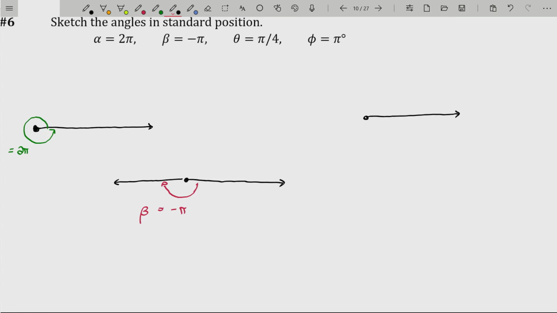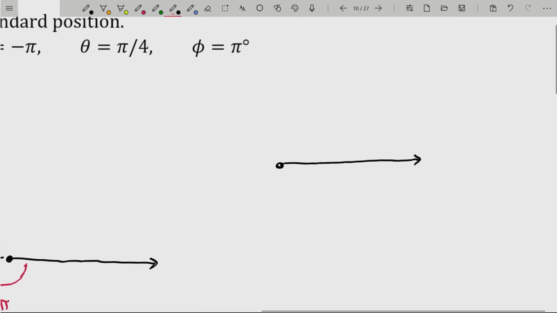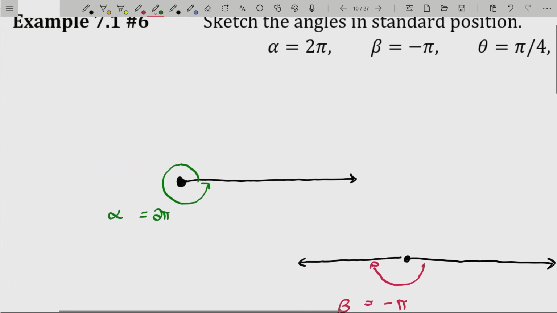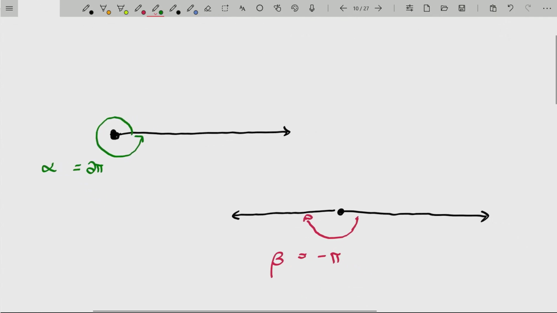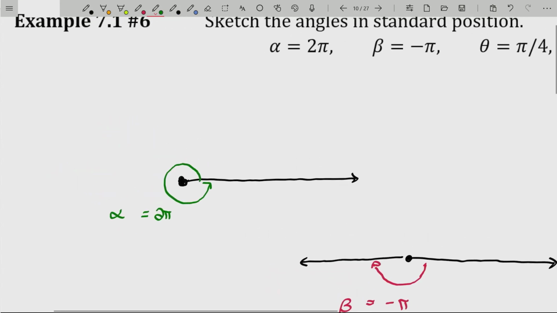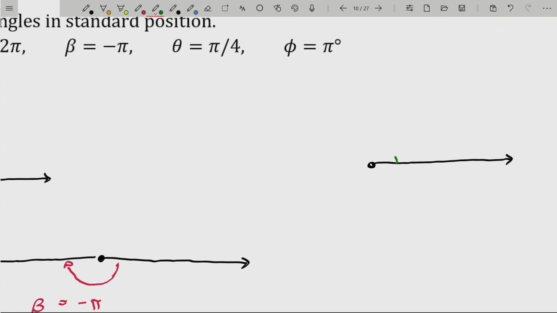Here's terminal, or the initial side, sorry. Pi over 4, let's see. Well, it's a positive angle, so I know I'm going to open up. If I know that all the way around is 2 pi, and halfway around is pi, we wouldn't have made it all the way over here. That's pi. Well, what about half of pi? Half of pi is pi over 2, so that's still too large.